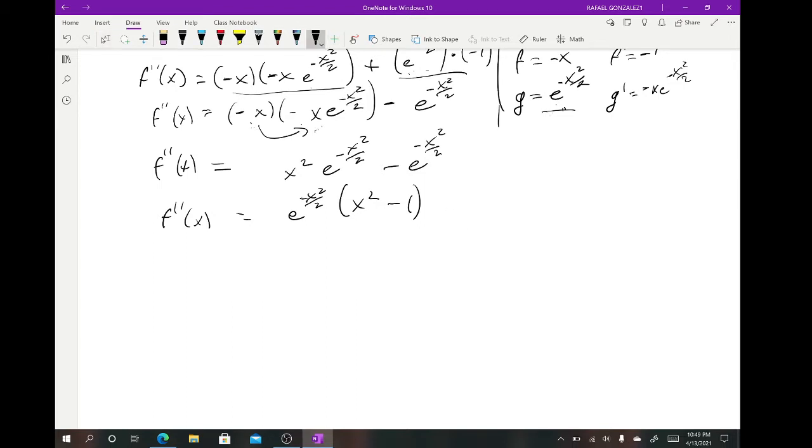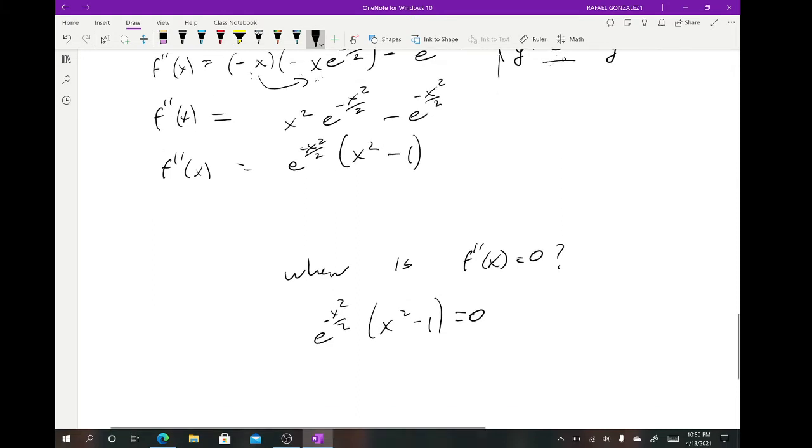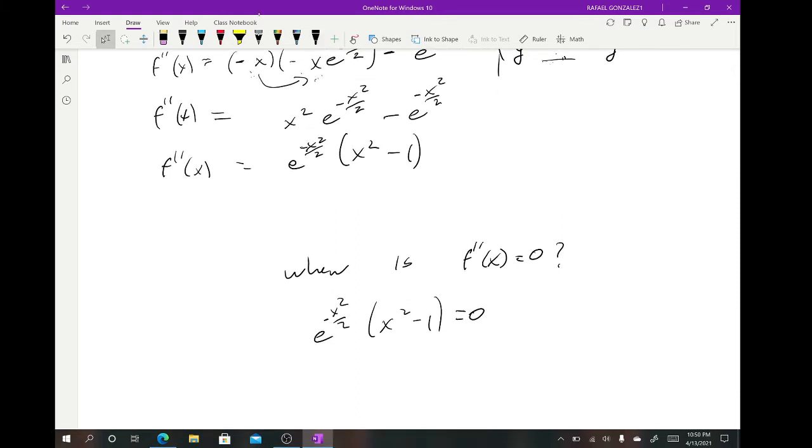So what we want to find out now is when the second derivative is equal to 0. That means I have to solve for e to the minus x squared over 2 times x squared minus 1. When is this equal to 0? Well, that's going to be equal to 0 when e to the minus x squared over 2 is equal to 0, or when x squared minus 1 is equal to 0.